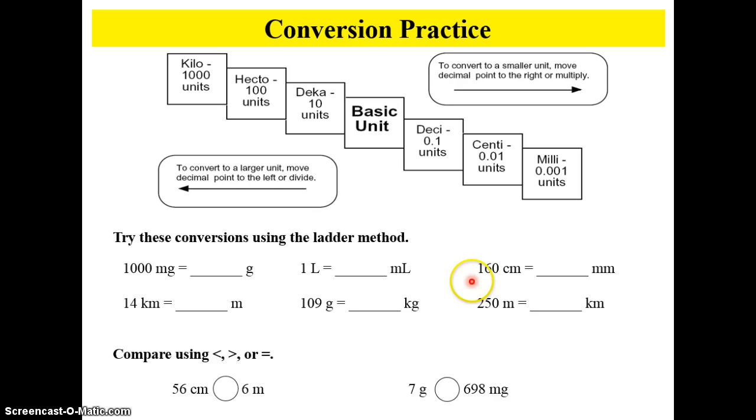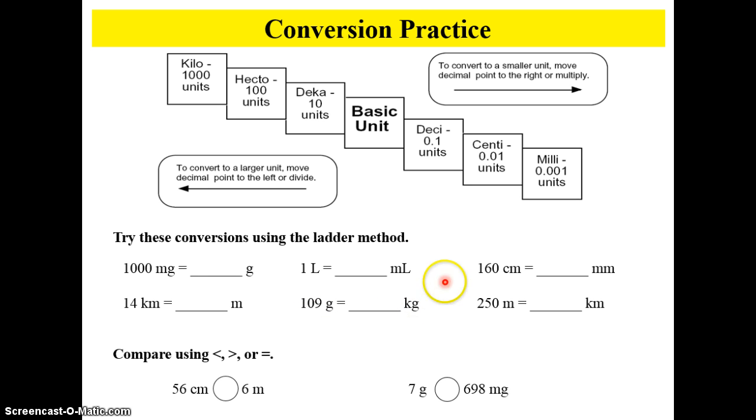All right, so let's practice this a little bit. I want you to take that same method, 1,000 milligrams in this example, and figure out how many grams there are. 14 kilometers, figure out how many meters that is. 1 liter, figure out how many milliliters that is. 109 grams, figure out how many kilograms that is, etc.